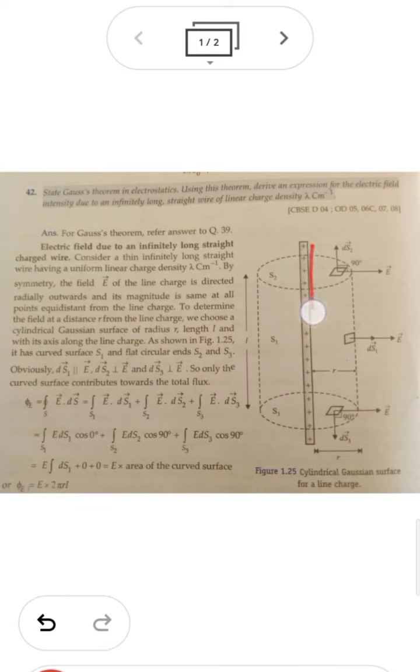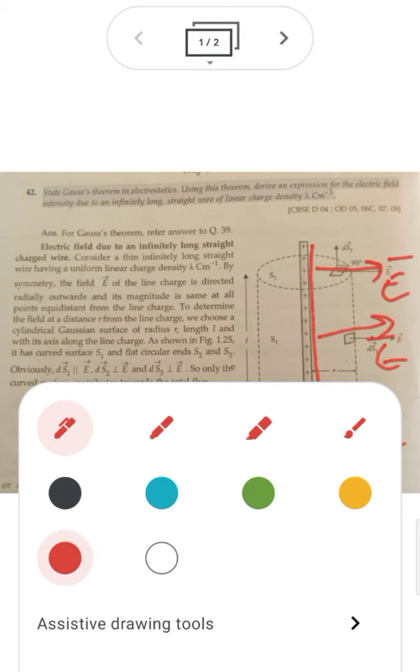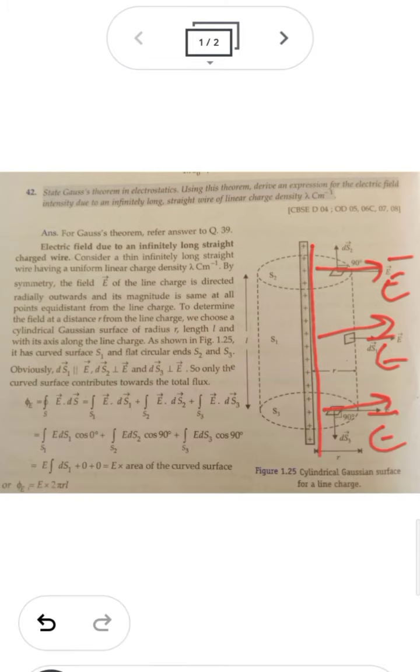Now what do we have to do? Firstly, we will place an infinitely long wire, and we will give a positive charge to this wire. Due to this positive charge, the electric field is always in the outward direction. So you can see over here that the electric field is in the outward direction. This was the direction of the electric field.